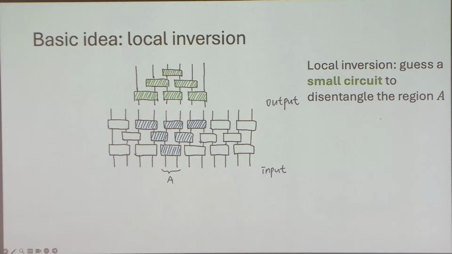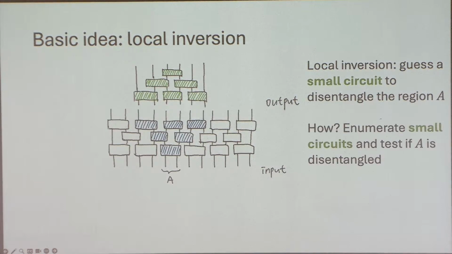So let's try to say it in a slightly more formal way. So this basic idea has a name. We call it local inversion. So local inversion is just guess a small circuit to disentangle a small region. So how do we actually do this? Well, it's very simple, right? Because the green circuit is very small. So we can just enumerate all small circuits and apply them one by one. And for each of them, we can test if the qubits in A was indeed disentangled.